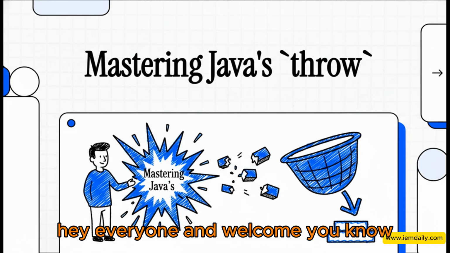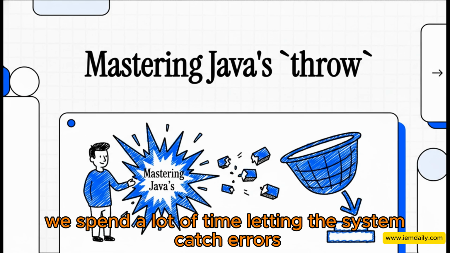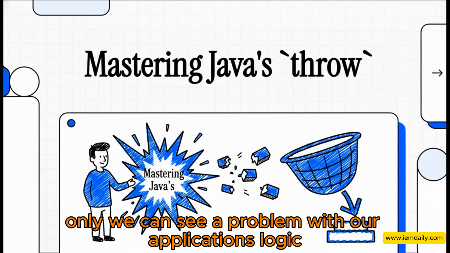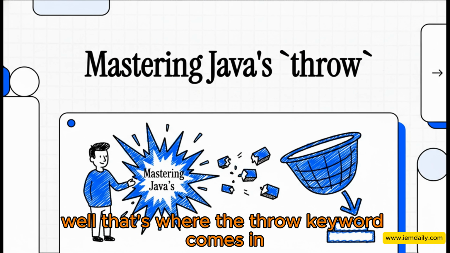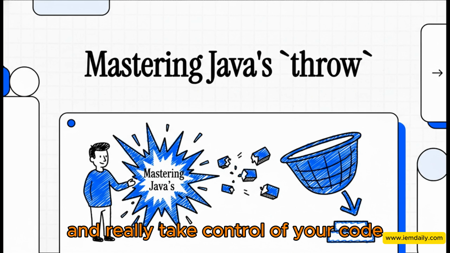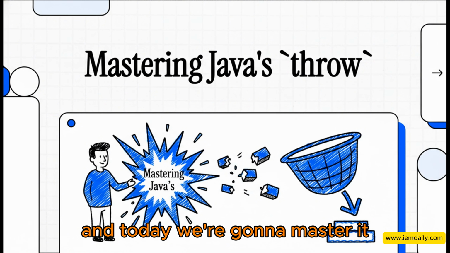Hey everyone, and welcome. In Java, we spend a lot of time letting the system catch errors for us. But what happens when an error is something only we can see? A problem with our application's logic. Well, that's where the throw keyword comes in. It's this awesome tool that lets you raise the alarm and really take control of your code. And today, we're going to master it.